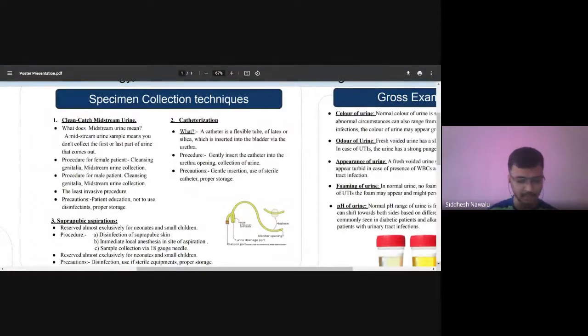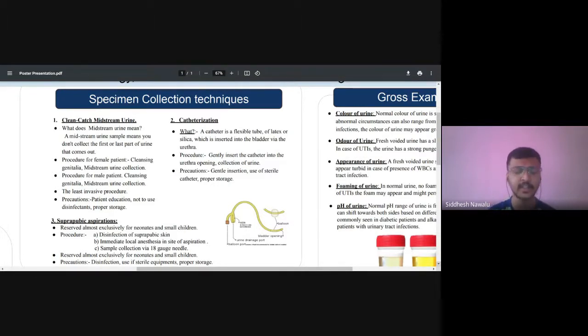The patient should be clearly instructed to clean the periurethral area with a mild detergent to avoid contamination. Then the last precaution is that the use of disinfectant should be avoided, since the genital area is quite sensitive and it's not recommended.